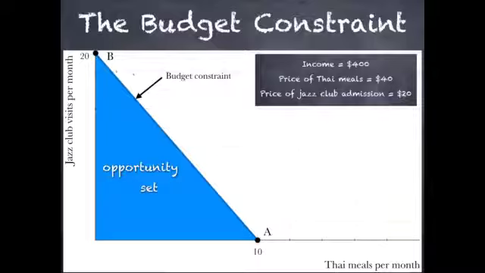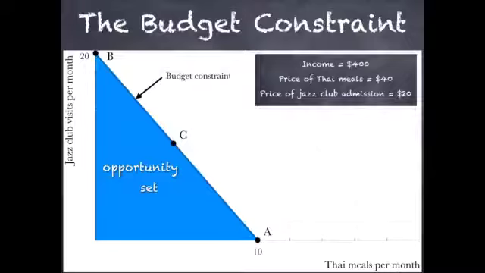So the opportunity set is just bounded by the budget constraint. The budget constraint is the upper limit, and every single combination on that budget constraint or inside the budget constraint is an opportunity to purchase for that individual. There are combinations of the two goods that are possible for this person to afford to buy during this particular time period.